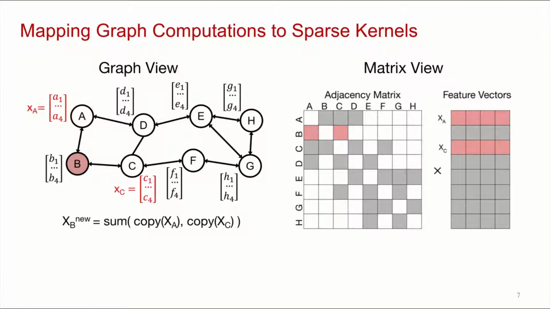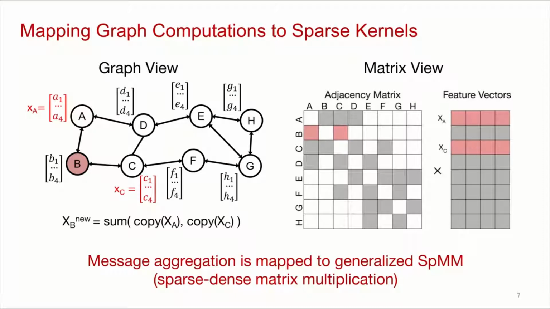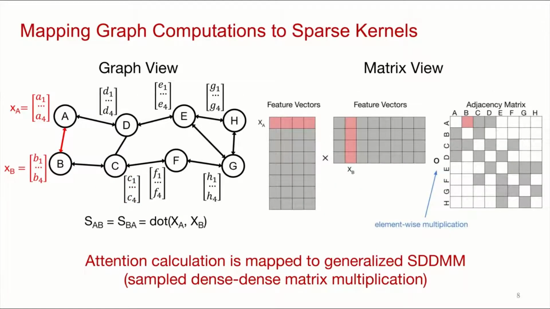So we see that when the message function is copy and the aggregation function is sum, message aggregation is mapped to SPMM. In general cases, since the message function and the aggregation function are customizable, we have a generalized SPMM. This slide shows that dot product attention is mapped to SDDMM, sampled dense matrix multiplication. SDDMM multiplies two dense matrices, followed by an element-wise multiplication with a sparse matrix to output a sparse matrix. Same here, since the attention calculation is customizable, we see that it's mapped to a generalized SDDMM.